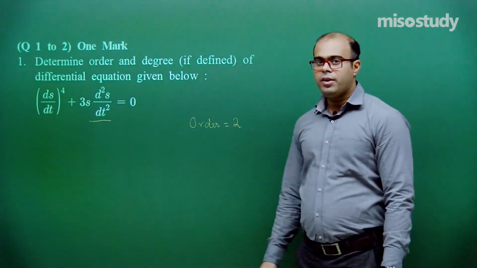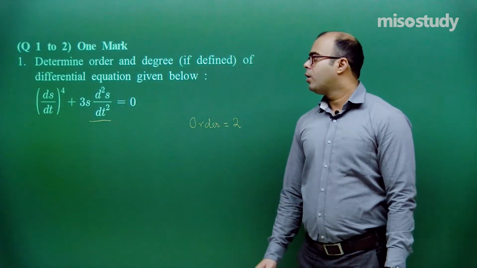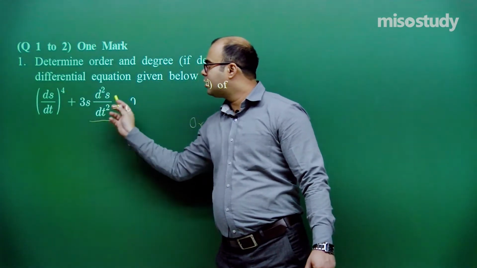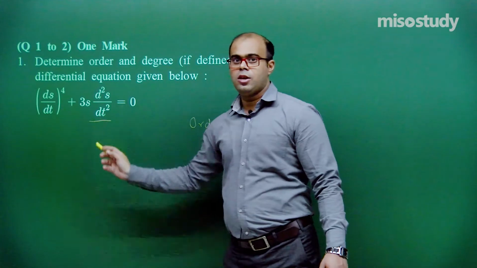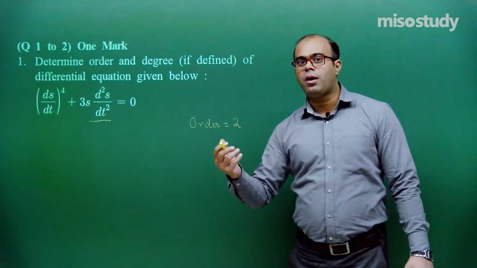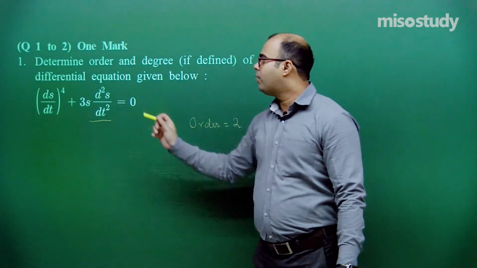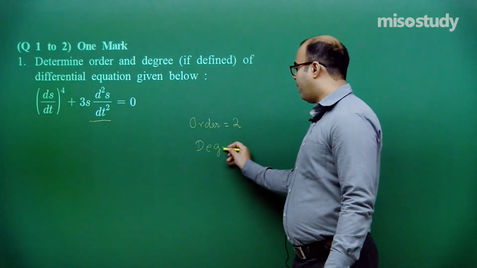Since all the derivatives are in the polynomial form, we can define the degree. Now the degree of this particular derivative is 4 and for this it is 1. We won't take 4 because it is first order, second order is this. So the highest order derivative, its highest power we take. So the highest order derivative is only 1 here and its power is 1. So we will say that its degree is equal to 1.